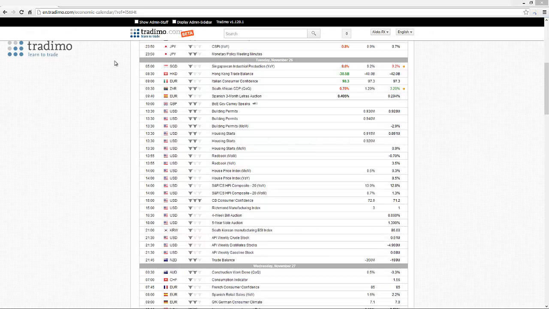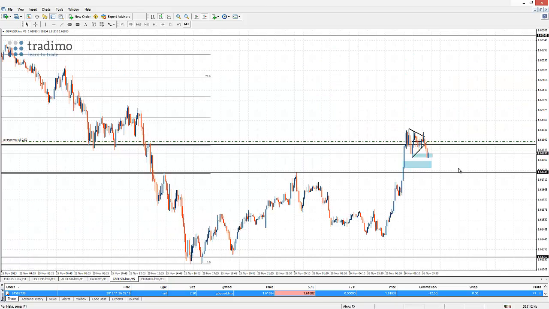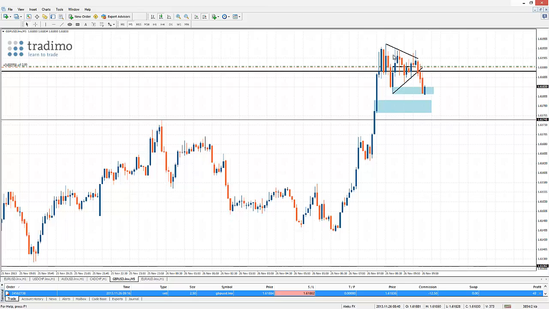And I just want to show you the news, the calendar here. We've got Governor Carney speaking in a few minutes. So there's no risk on this trade now. And I'm just going to keep it here on the live squawk to see what happens. But we're currently 4 pips up and stops at break even.